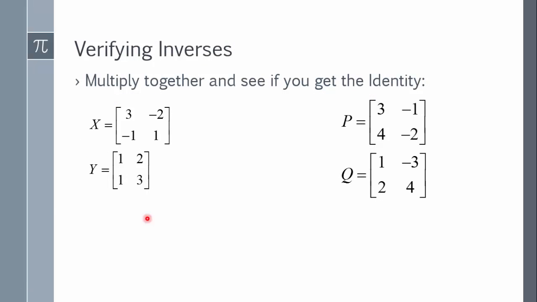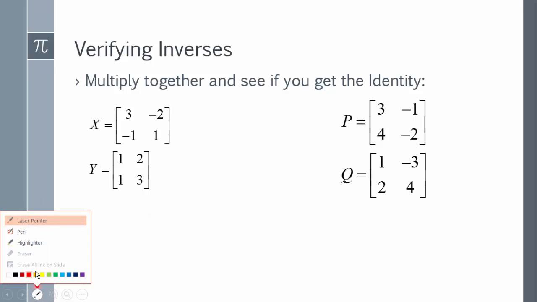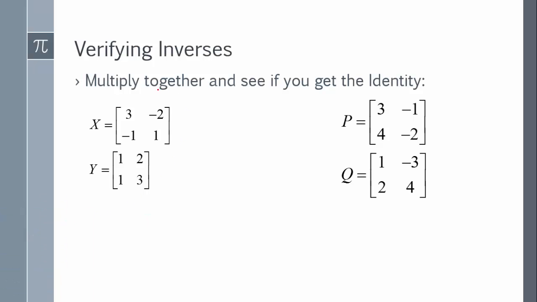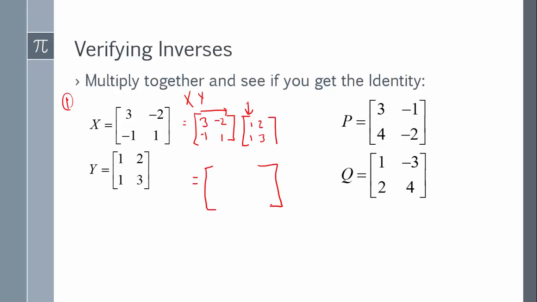Okay? So first thing I want to do is verify whether or not a pair of matrices are inverses. The way we do that is we multiply them together and we see if we get the identity. So for the first example here, if we do X times Y, we'll set it up. There's matrix X times matrix Y. So we go, remember, across the first matrix, down the column of the second.